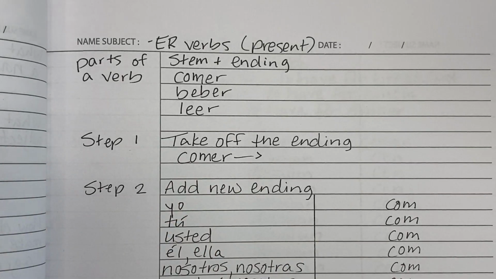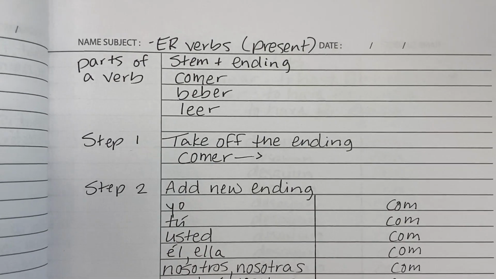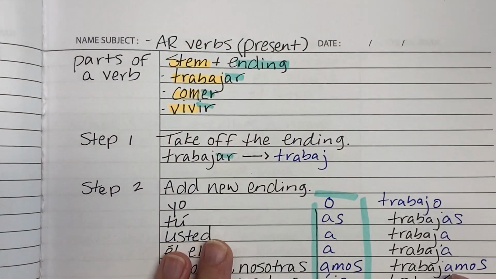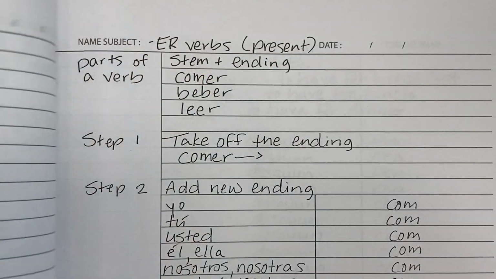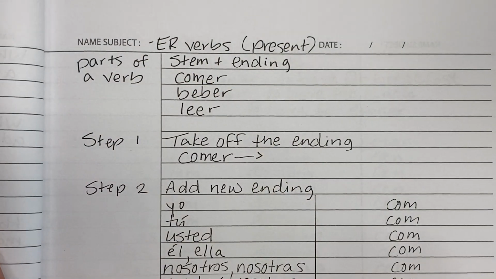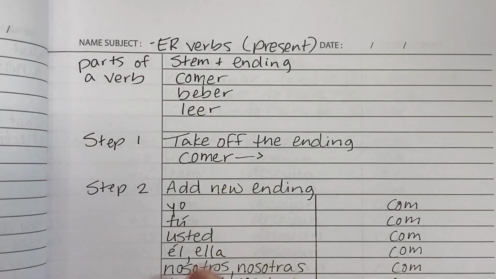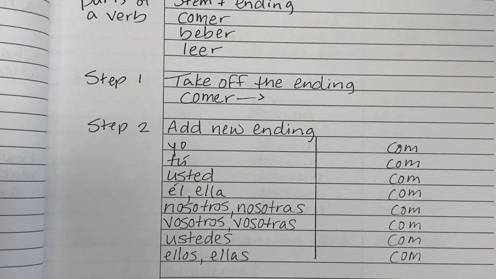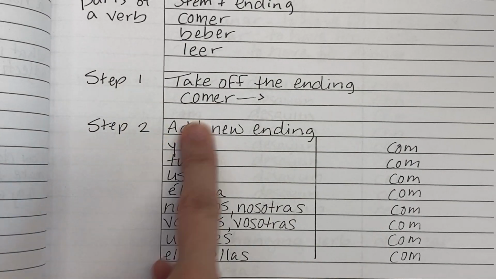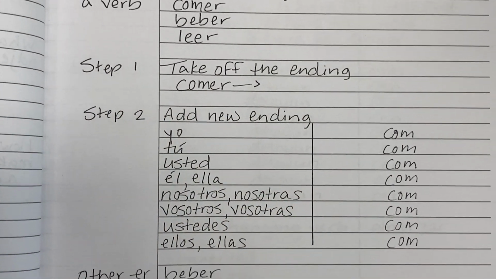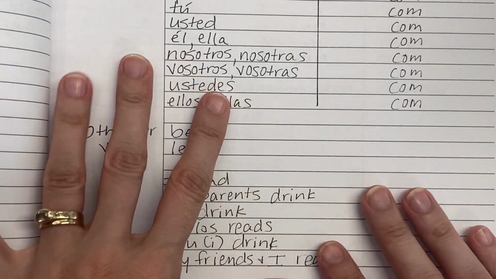Hi. In this lesson, we are going to learn about ER verbs in the present tense in Spanish. In a previous lesson, we learned about AR verbs in the present tense. This time, we're going to be doing ER verbs. First, we're going to talk about the parts of the verb. Second, we'll look at the steps of conjugating ER verbs and what the endings for ER verbs are. And then we're going to practice with a couple of different ER verbs in Spanish.